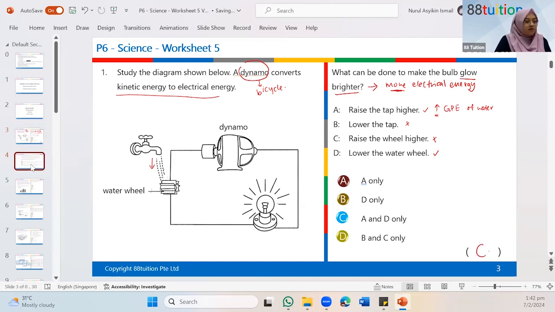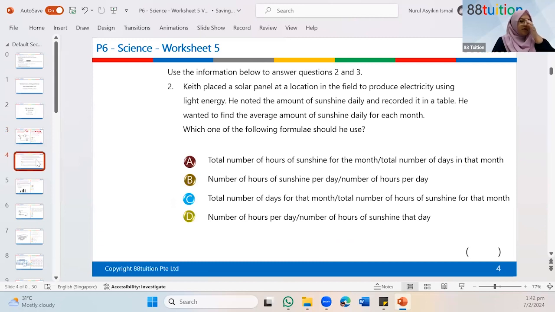Let's move on to question number 2. Use the information below to answer questions 2 and 3. Keith placed a solar panel at a location in the field to produce electricity using light energy. He noted the amount of sunshine daily and recorded it in a table. He wanted to find the average amount of sunshine daily for each month. Which of the following formulas should he use?